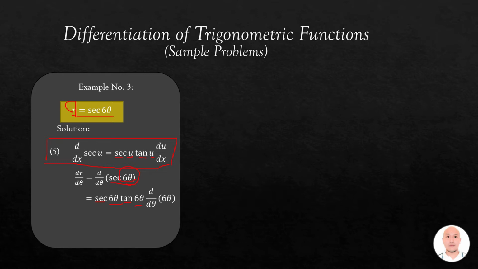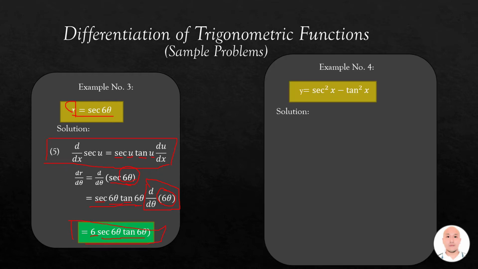Then d over dx, so equivalent here is d over d theta times our u, which is 6 theta. Then we'll have to differentiate this one. So 6 theta d over d theta is 6, and we'll just have to copy this form, secant 6 theta tangent 6 theta. So our answer for example number 3 is this one.